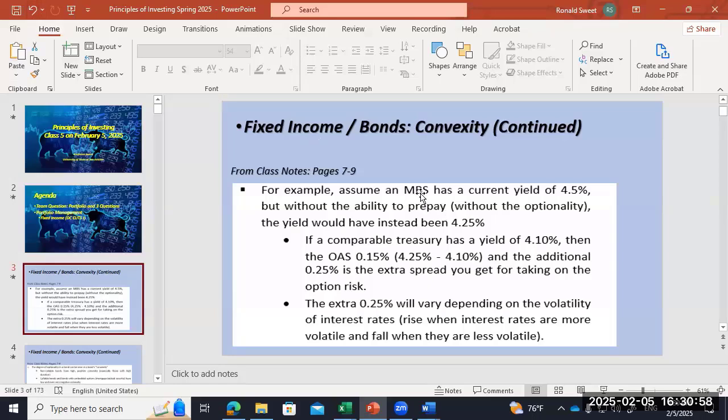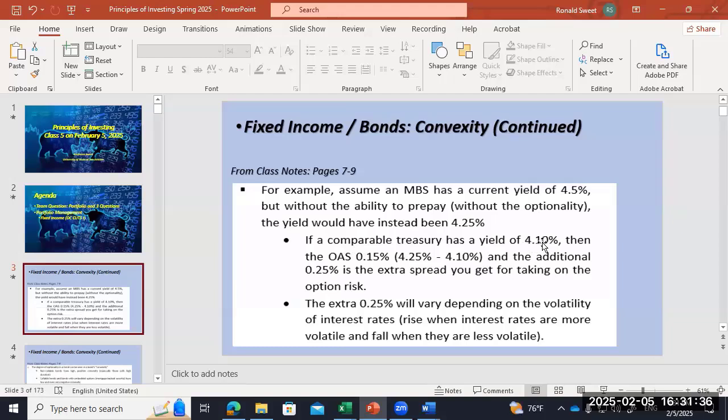But let's say you have a mortgage-backed security, and its current yield is 4.5%. But that 4.5% is you giving the person the option to pay off the debt early, which is really bad. It gives us negative convexity. So you want a higher return. If you didn't give them that option, if you told the person with the mortgage, you've got to pay your mortgage exactly on schedule, you can't pay extra, you can't pay it off early, you can't refinance, then you'd only charge them 4.25%. Okay.